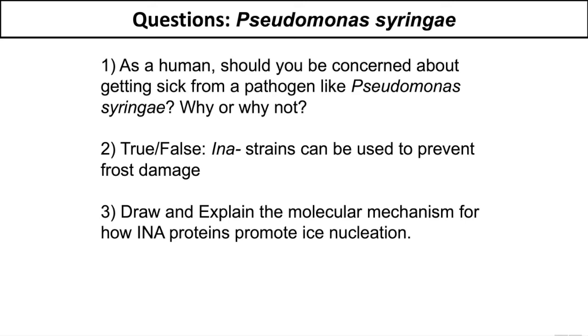Just like last time, I'm going to show you some questions before we get into the material, so you can start thinking ahead about what sort of questions you might be able to dig out of this material. So take a quick look at these. As a human, should you be concerned about getting sick from a pathogen like Pseudomonas syringae? Why or why not? True or false: ice-minus strains can be used to prevent frost damage. And three, draw and explain the molecular mechanism for how ice nucleation proteins promote ice nucleation. Okay, so those are some of the concepts that we're going to be looking for.